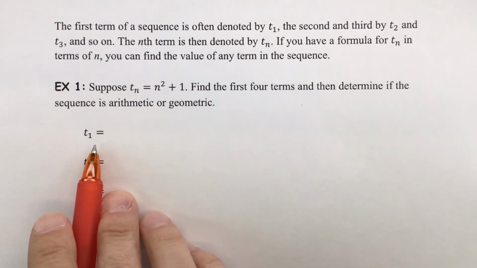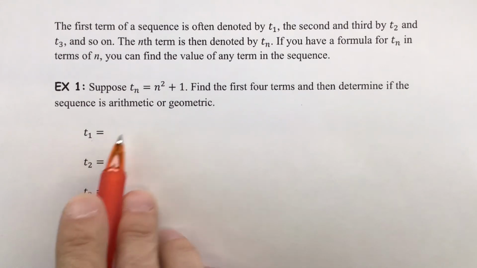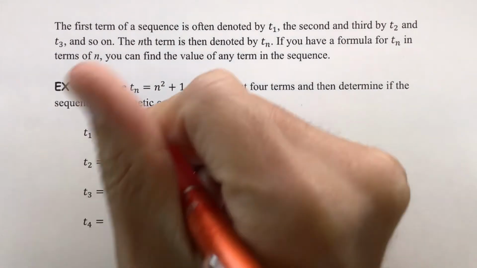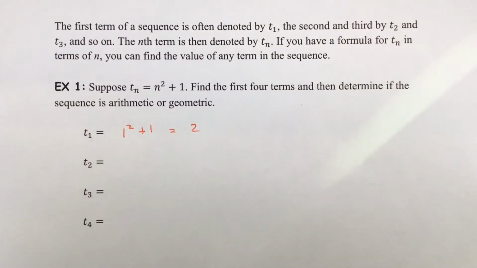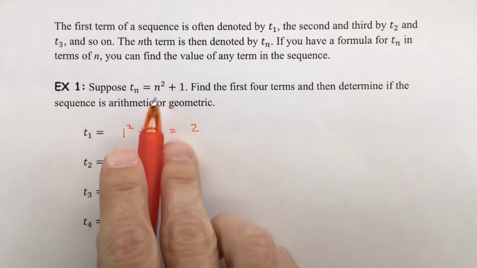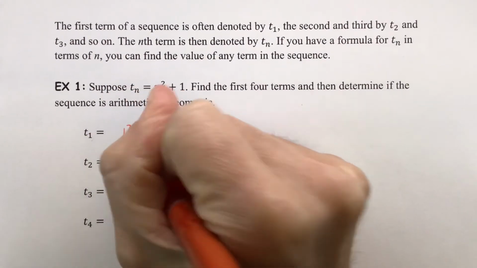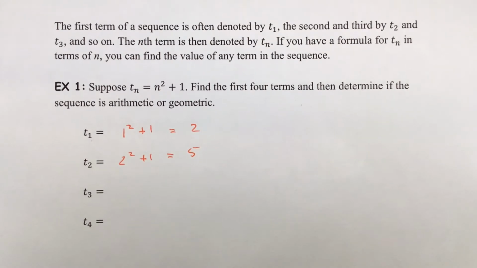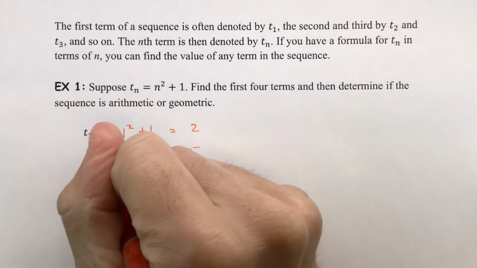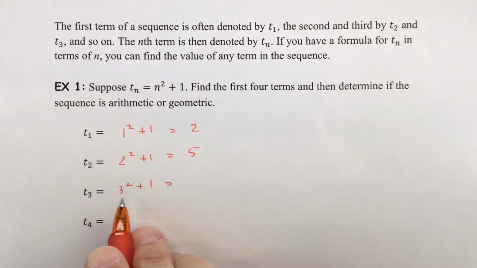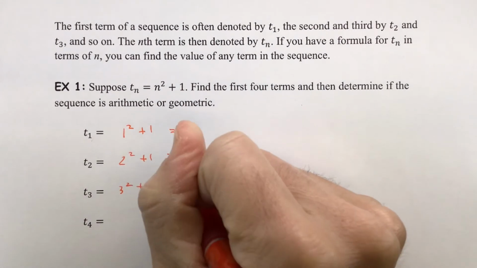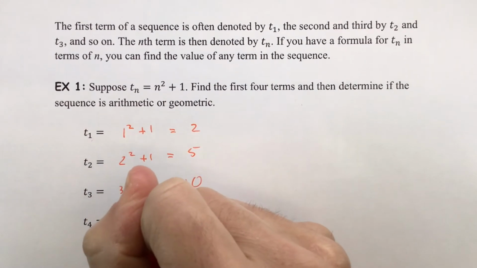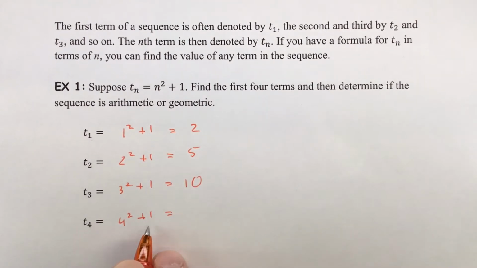All right, so for T1, what we're going to do is take the 1 and plug it in for the n value. So we get 1 squared plus 1, which of course is going to be equal to 2. For T2, we're going to plug the 2 in for the n. You're going to have 2 squared plus 1, which is going to give you 4 plus 1, which is 5. For T3, we're going to plug in the 3. You have 3 squared plus 1, which is going to be equal to 9 plus 1, which gives you a 10. And for our fourth term, we'll take 4 squared plus 1, which is going to equal 16 plus 1, or 17.